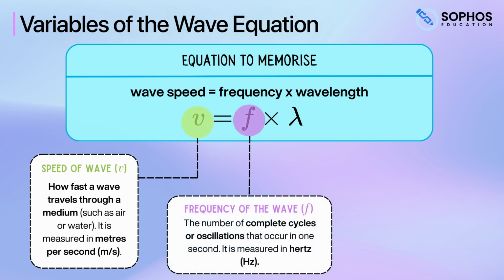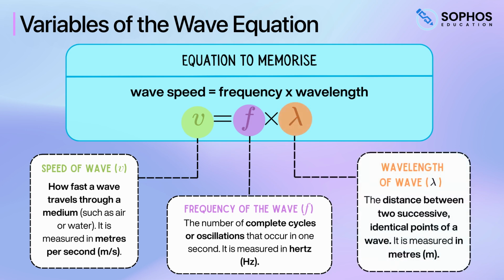The frequency, f, refers to the number of complete cycles or oscillations that occur in 1 second. It indicates how often the wave peaks pass a given point per second. Frequency is measured in hertz. Finally, wavelength is the distance between two successive identical points on a wave, such as from one peak to the next peak or from one trough to the next trough. Wavelength is measured in meters.